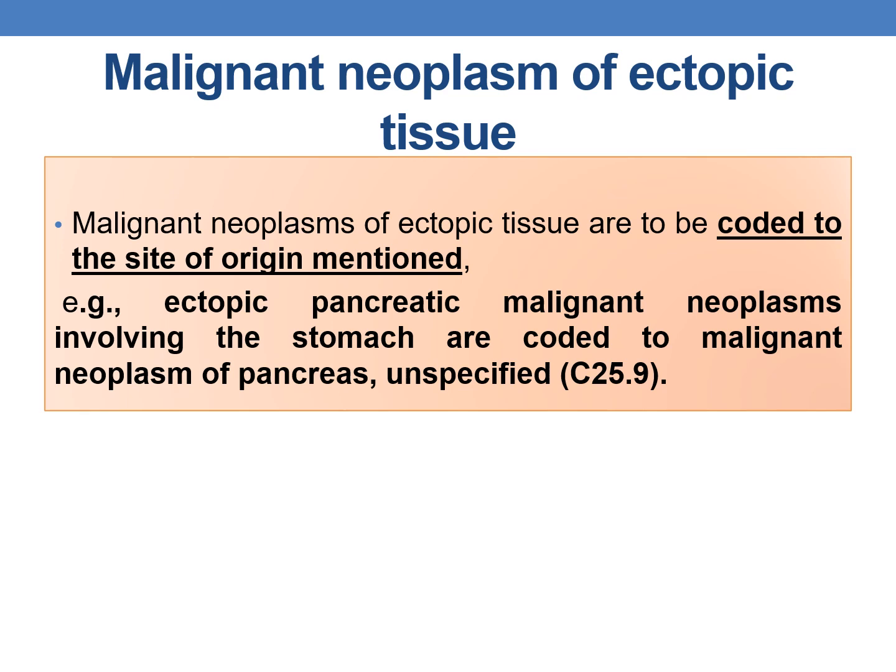Coming to malignant neoplasm of ectopic tissue. Malignant neoplasms of ectopic tissue are to be coded to the site of origin mentioned. For example, ectopic pancreatic malignant neoplasm involving the stomach is coded to malignant neoplasm of pancreas, unspecified. Here, the site of origin is the pancreas, so the proper code is C25.9, which is malignant neoplasm of pancreas, unspecified.